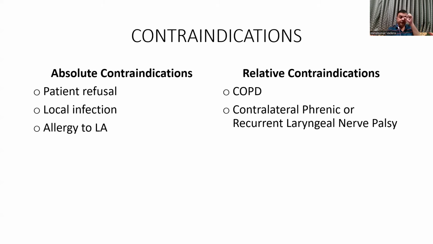So if we look at the contraindications, if patient refusal is there, we should avoid it. Local infection and allergy to LA are absolute contraindications. And there are some relative contraindications, like if the patient has COPD or contralateral phrenic or recurrent laryngeal nerve palsy, we should avoid it because it may worsen things by phrenic nerve palsy and recurrent nerve palsy of the same side.